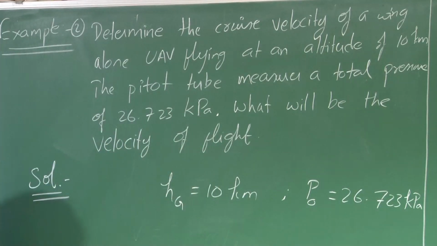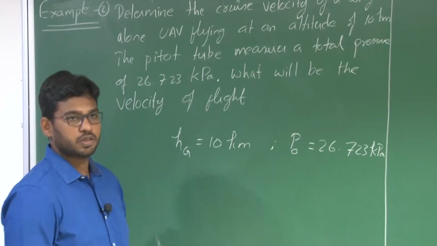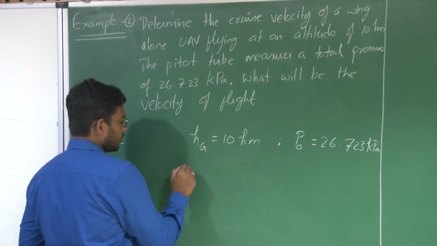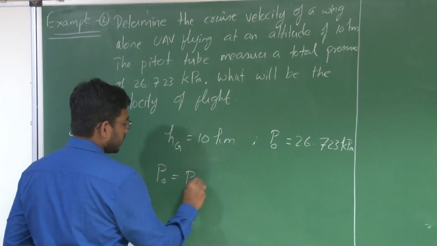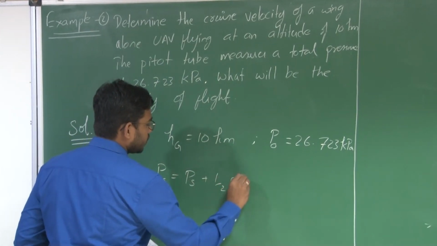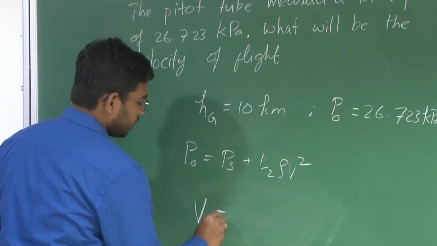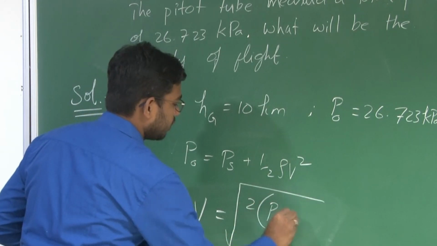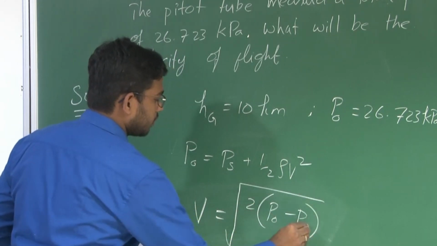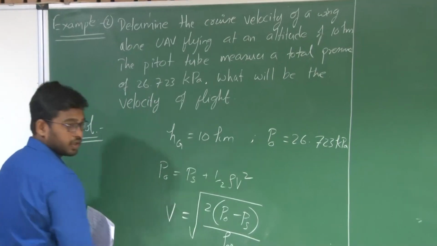Kilopascal. Okay. Now, if I need to find the velocity, what I need is a differential pressure, right? So P naught is equal to Ps plus half rho V square, where S stands for static pressure here. So to find the velocity at that particular altitude, you need to know the differential pressure, which is total pressure minus static pressure, and the corresponding density at that particular altitude.